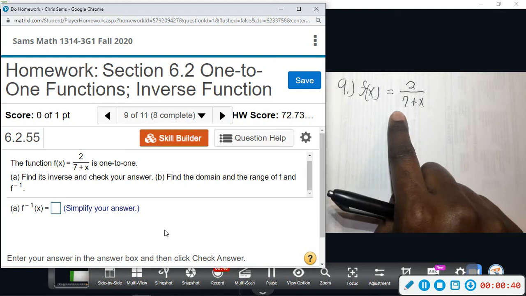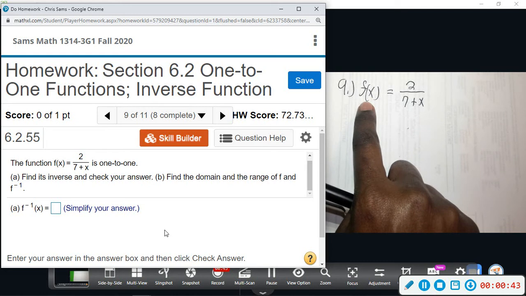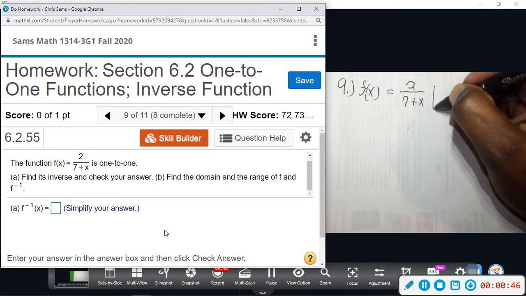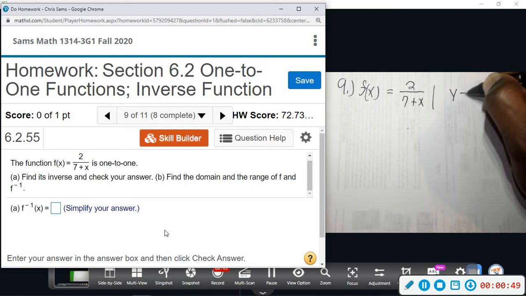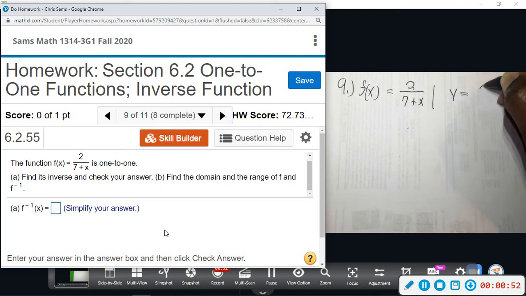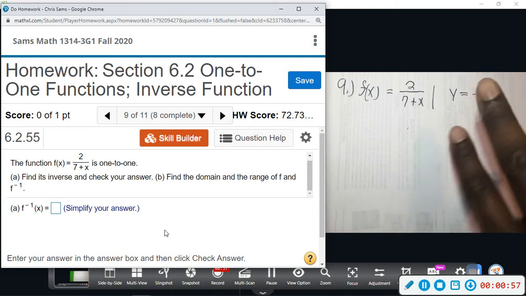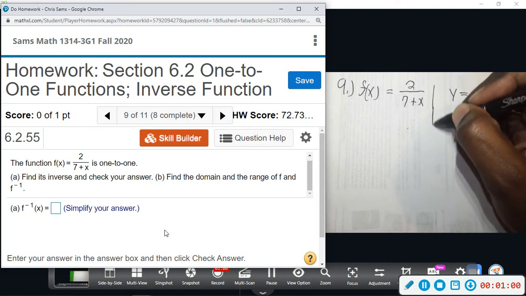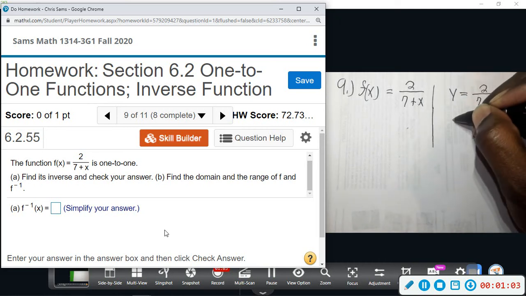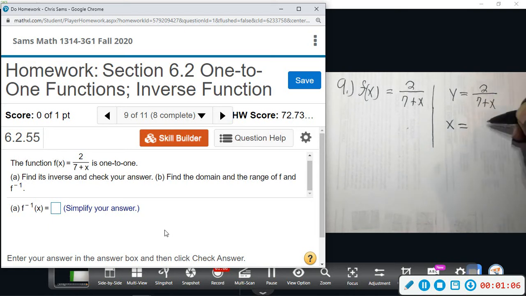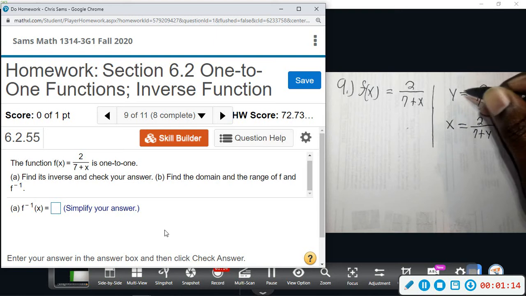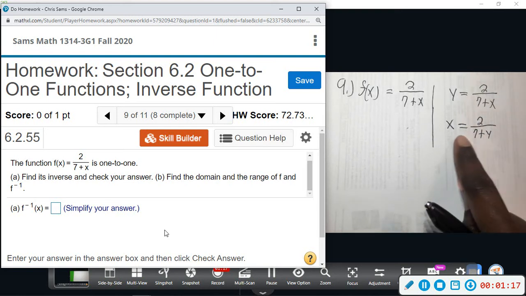When you want to find the inverse, replace f of x with y because that's what it really is. Alright, so we're going to say y equals 2 over 7 plus x, and then you interchange x and y. So we're just going to switch places with x and y. So x equals 2 divided by 7 plus y. I took this equation, switched x and y, and then you're going to solve for y. So now we're trying to get y by itself.